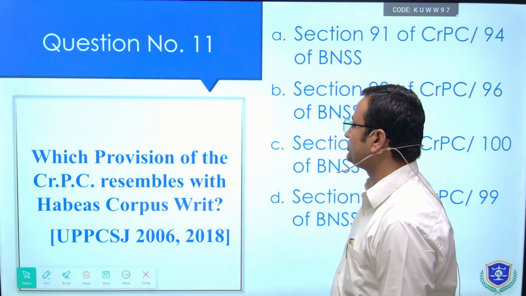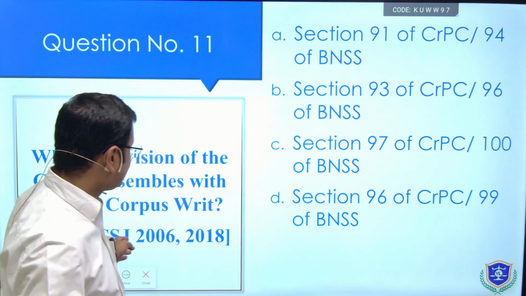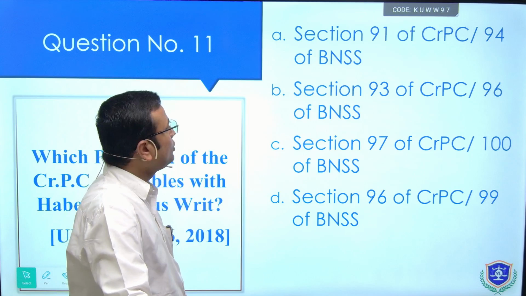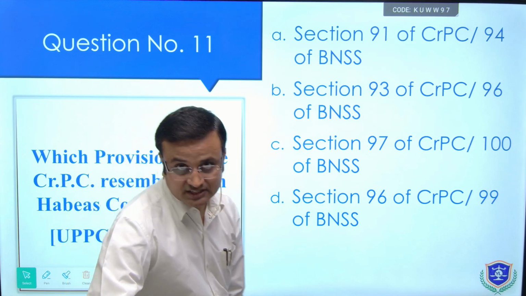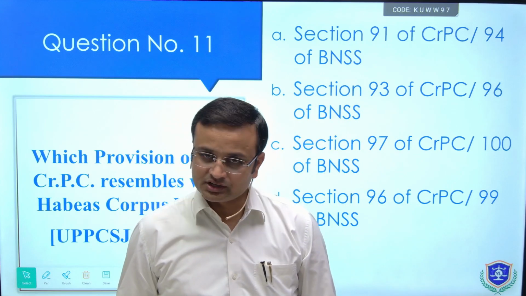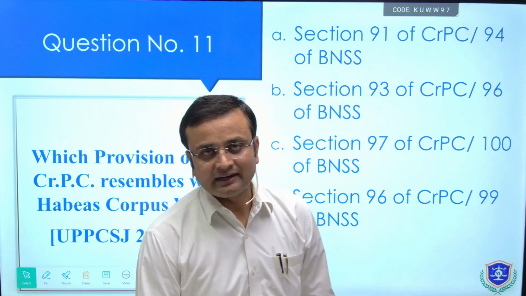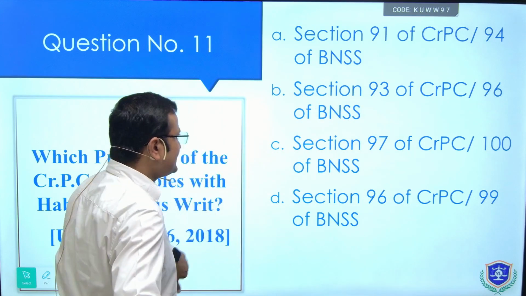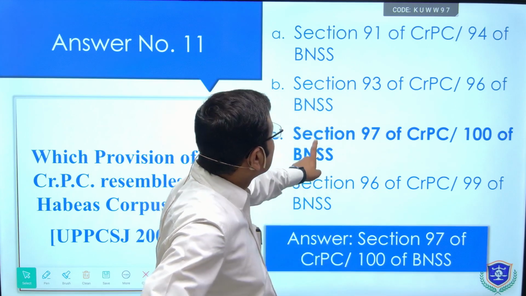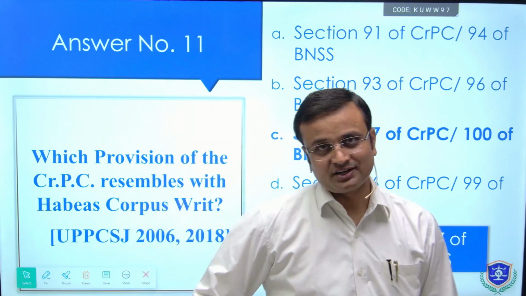Which provision of the CrPC resembles with the habeas corpus writ? It has been asked in UPPCSJ in 2006 and 18. Section 91 of CrPC, which has now become 94. Section 93 of CrPC, which has now become 96. Section 97 of CrPC, which has become section 100 of BNSS, or section 96 of CrPC, which has now become 99 of BNSS. Let's see the answer, that which section resembles with the writ of habeas corpus. So, the answer is section 97 of CrPC, which has now become section 100 of BNSS.